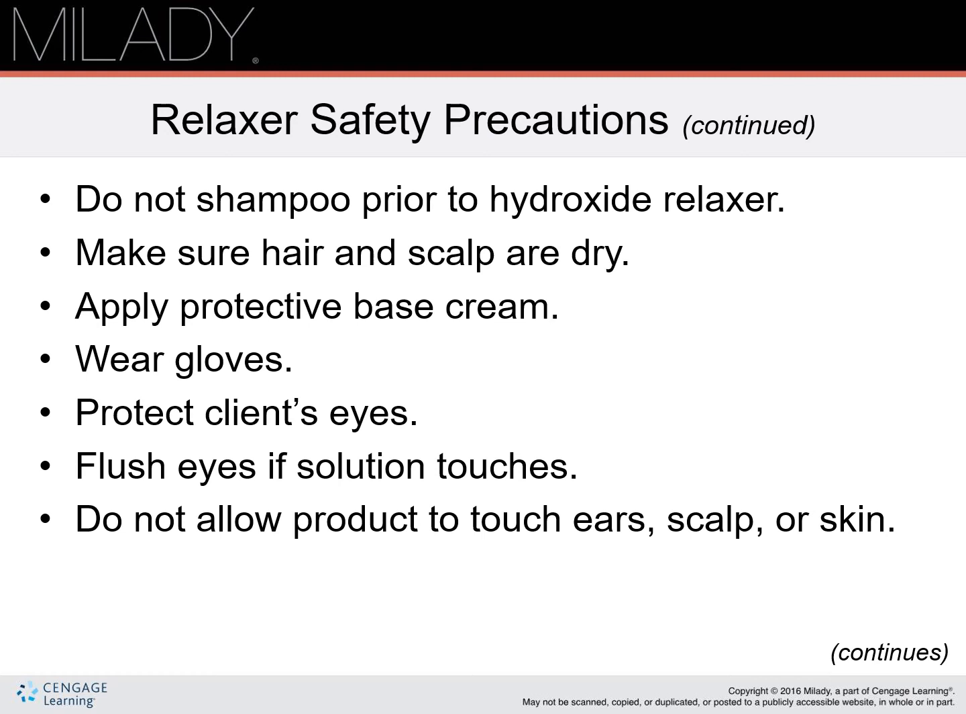Do not shampoo the client prior to the application of the hydroxide relaxer. The reason they say that is you do not want to interrupt or scratch their scalp or anything like that, because the pH is so strong and the product is so strong that they will start burning.